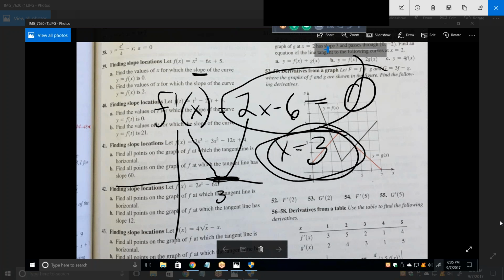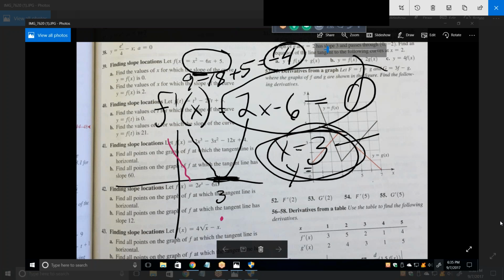Now, it doesn't tell me where the y-coordinate is. If I wanted to know where the y-coordinate is, I will plug x equals 3 into the original equation. In other words, I'll get 9 minus 18 plus 5, which is equal to minus 4. Well, that's the y point. They didn't ask for it, but I didn't quite draw my graph right. The graph should have been drawn like this. I know now that the vertex is at (3, -4).